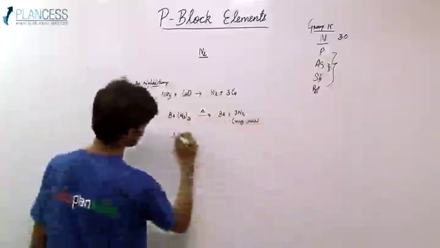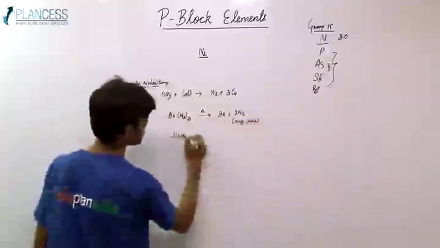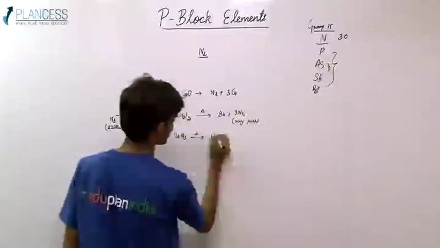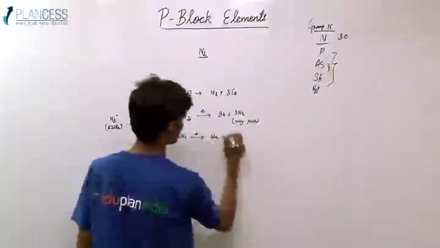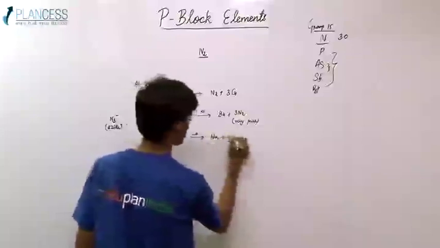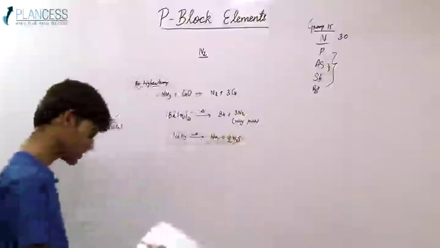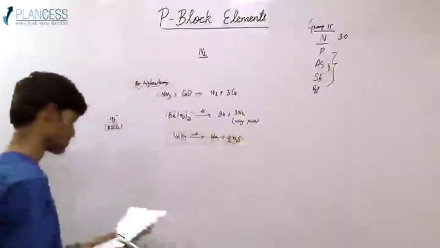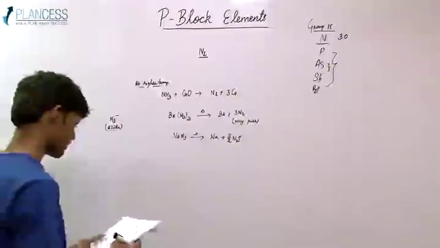Very pure nitrogen is also produced by sodium azide on heating. The same happens with sodium azide as with barium azide. The same reaction takes place with sodium in place of barium, giving 3/2 moles of nitrogen. So the same reaction takes place in this case also. These were all the methods of preparation.